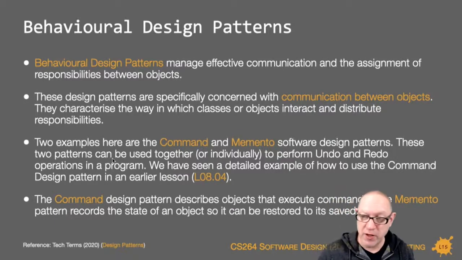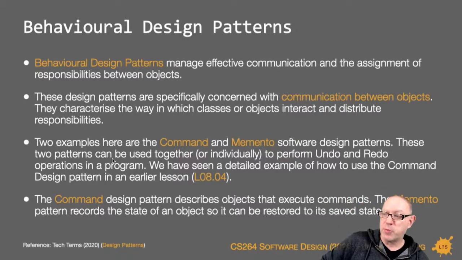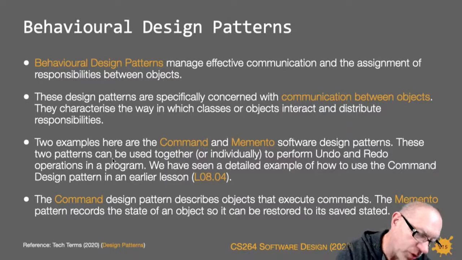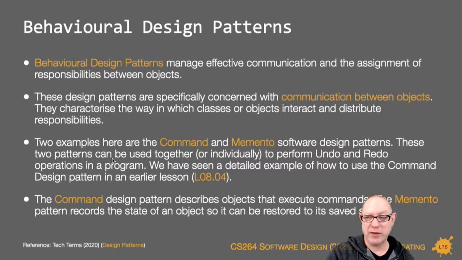These two patterns can be used together or individually to perform undo and redo operations in a program. I produced a detailed example of how to use the command pattern in an earlier lesson, 8.4. I used command because I think it's a bit more difficult to implement than memento. So I did a harder one for you, really, in some respects. The command design pattern describes objects that execute commands that we can use to save them, and the memento pattern records the state of an object so it can be restored to its saved state.